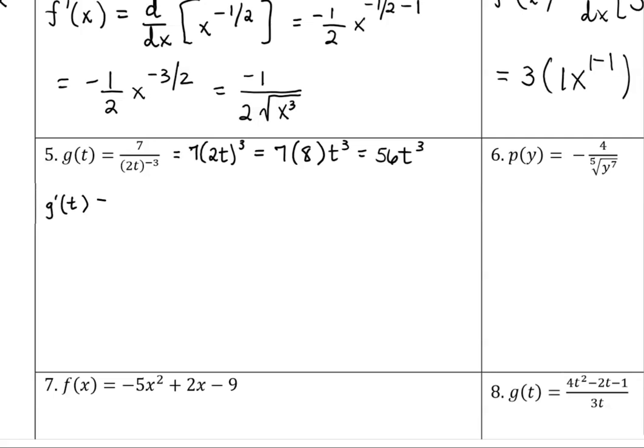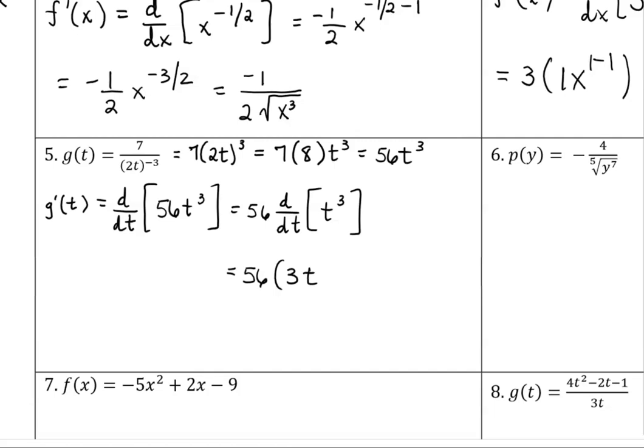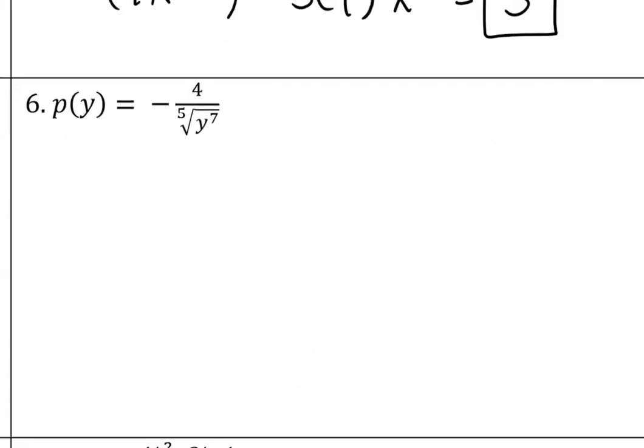To take g prime of t, I'm going to come in and apply my derivative operator. The constant multiple rule tells me that I can pull that constant of 56 out in front of the derivative operator. Power rule tells me that to take the derivative of t to the third, I drop my exponent of 3 down in front, and I decrease the exponent on t by 1. So the new exponent is now 2. Multiplying 56 by 3 gives us our final answer of 168t squared. The first thing I'm going to do in example 6 is rewrite the radical in the denominator as a fractional exponent.